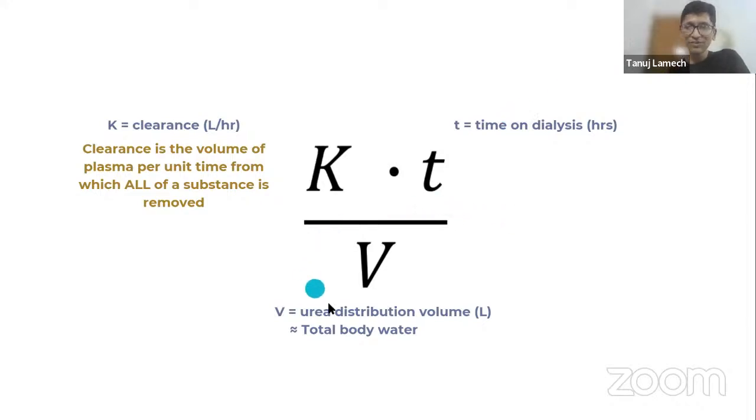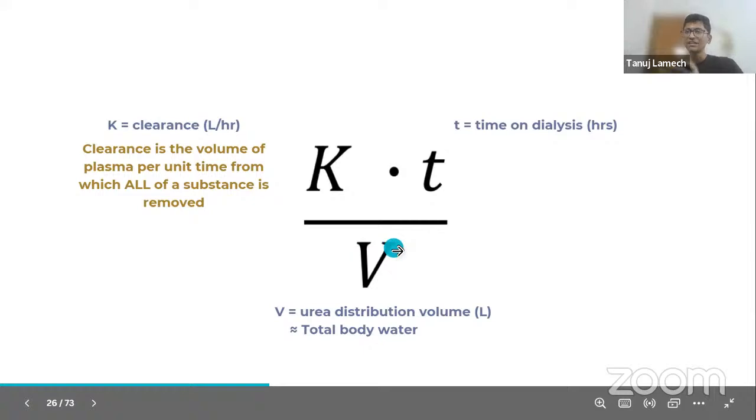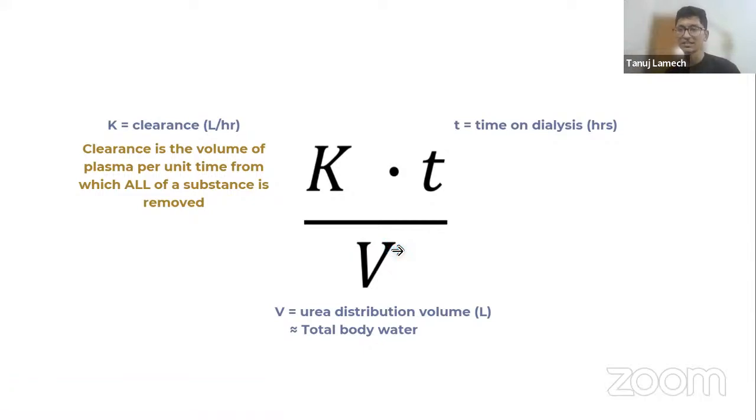So the next thing we have to understand is why it is important to normalize this. The reason we normalize it to that patient's total body water is so that it is comparable across the population. So if I give somebody a Kt/V of 1, irrespective of whether they are 10 kg or 70 kg, if I've given them a Kt/V of 1, it means I've given them the same amount of dialysis.